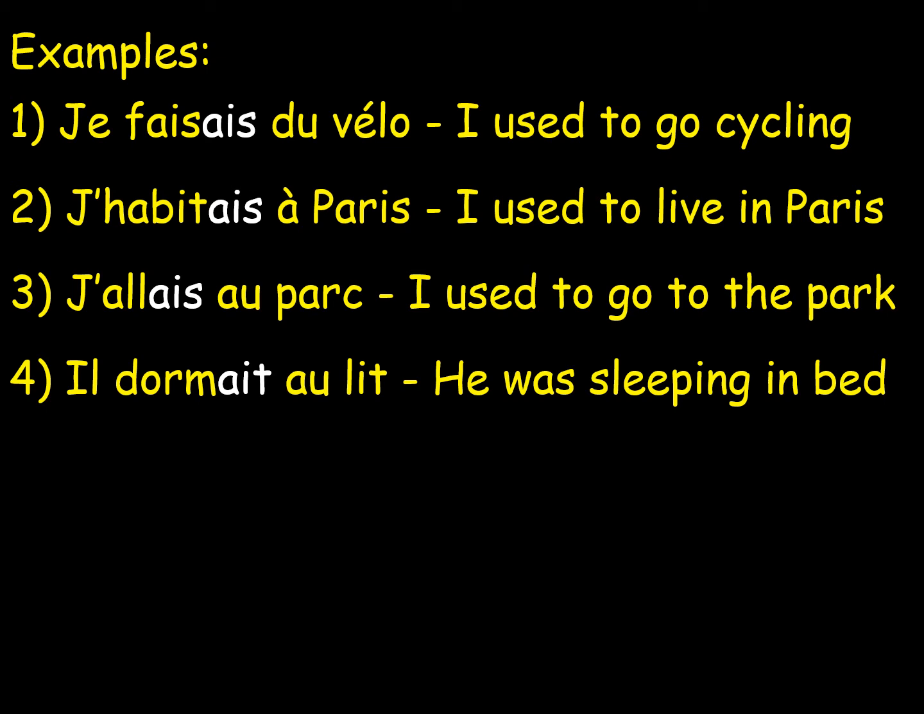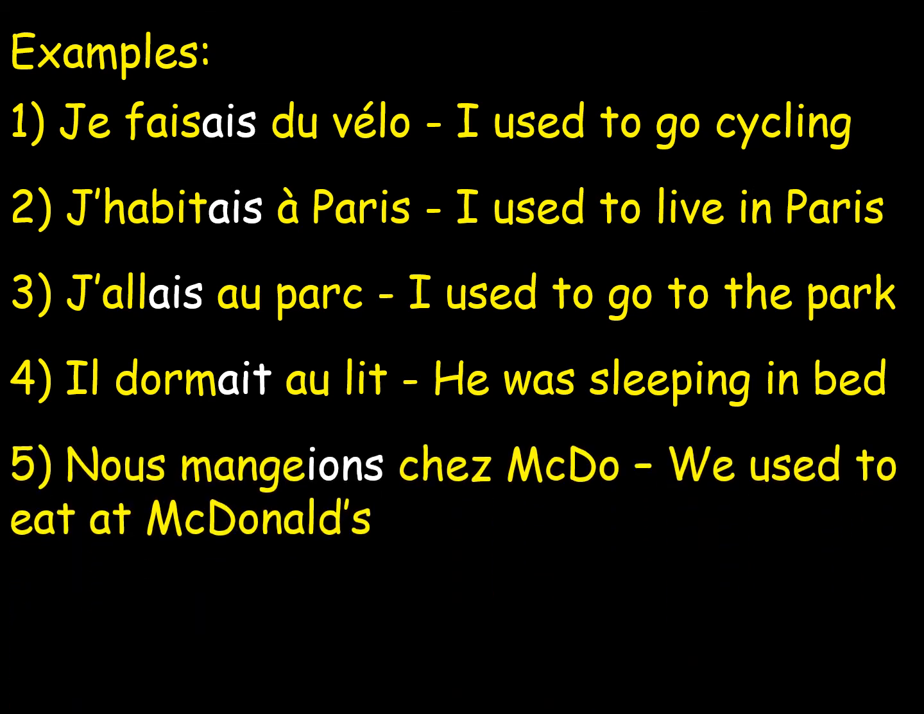Let's move away from je for a minute and talk about he. So il dormait au lit. He was sleeping in bed, or he used to sleep in bed. Maybe he sleeps somewhere else now, not sure. But the first thing we need to do is we have to find how we say we sleep, which would be dormons. And then we take off the ONS and we put AIT on the end. We'll go through some more examples in a minute.